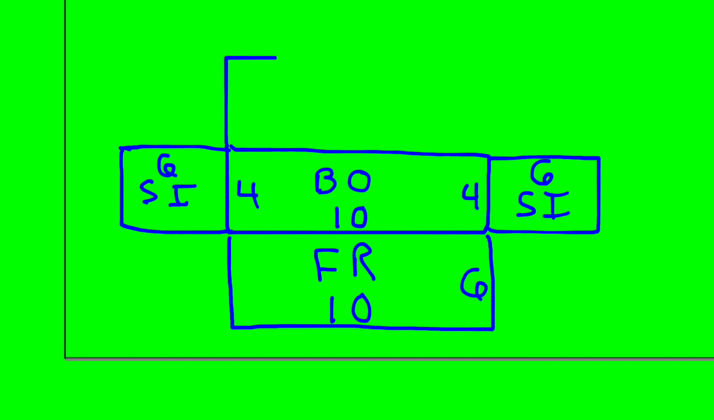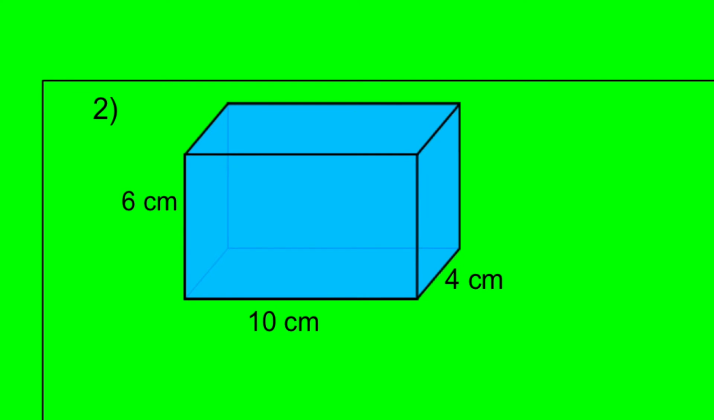Try that again. So it's 10 by 6. We'll call it BA for the back. So now we have 5 of our 6 drawn. Now all we're missing now is the top one.